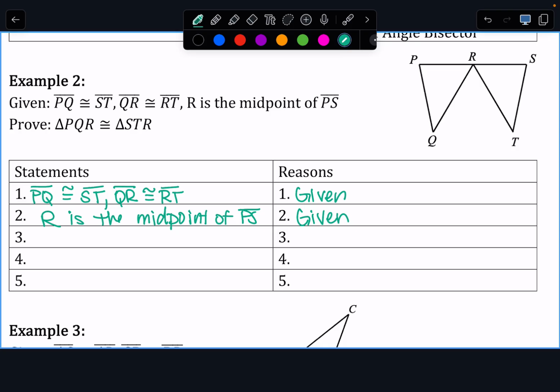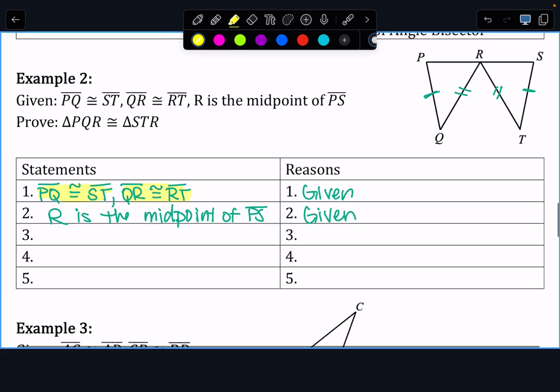Okay, so let's mark what we have. PQ is congruent to ST. That already is one set of sides congruent. We also know that QR is congruent to RT. There's a second set of sides congruent. If R is the midpoint of PS, what can we use that for? Jack?